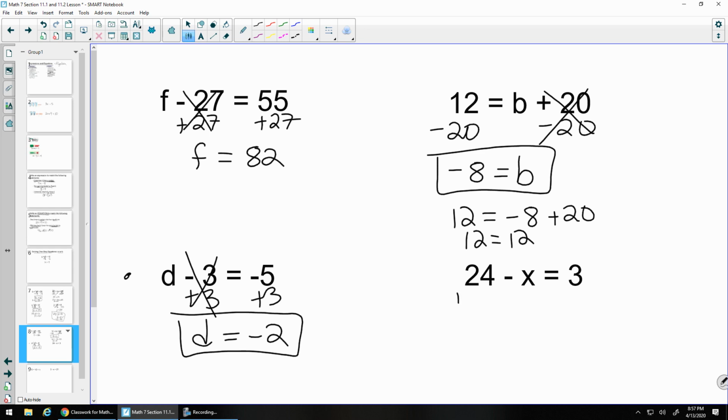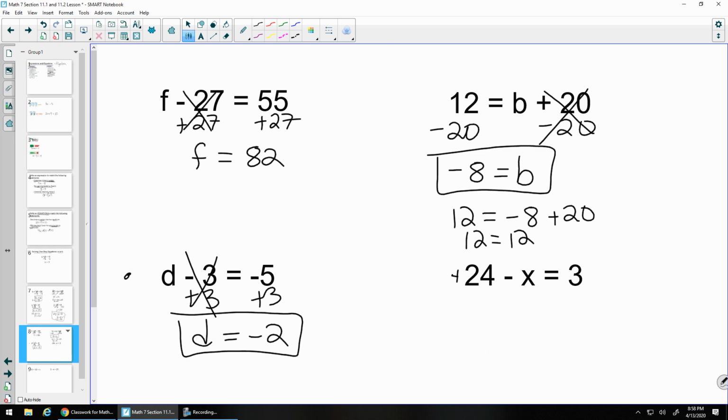So if I added 24 here, if I added 24 and I added 24, I couldn't cancel these out because 24 plus 24, remember this is a positive 24, it's not a negative 24. So 24 plus 24 is actually equal to 48. So that would give me 48 minus x. I don't want to have 48 minus x. I want to get the x all by itself.